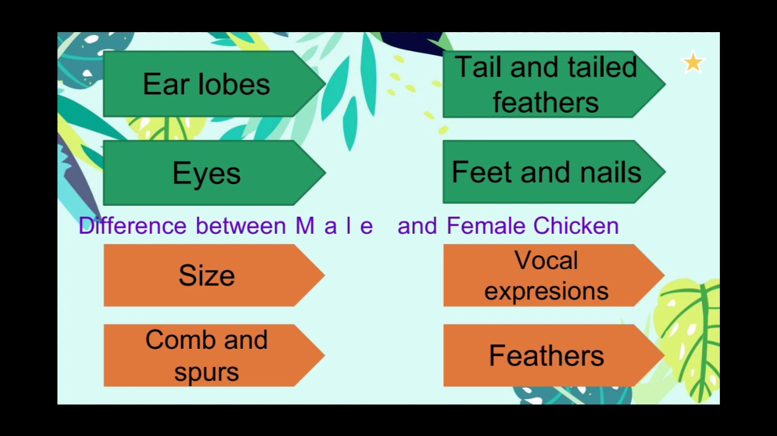Lastly is feathers. Adult males have distinguishably different feathers from those of adult females. Most distinguishable are the tail feathers of male, which are long and strong. Hackle, neck, and back feathers of male have pointed ends, while the female doesn't have.